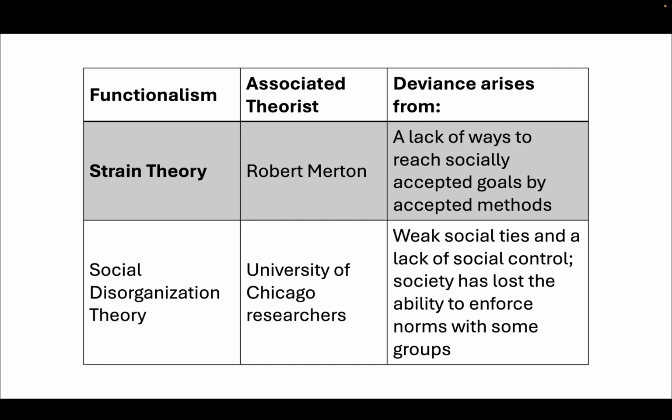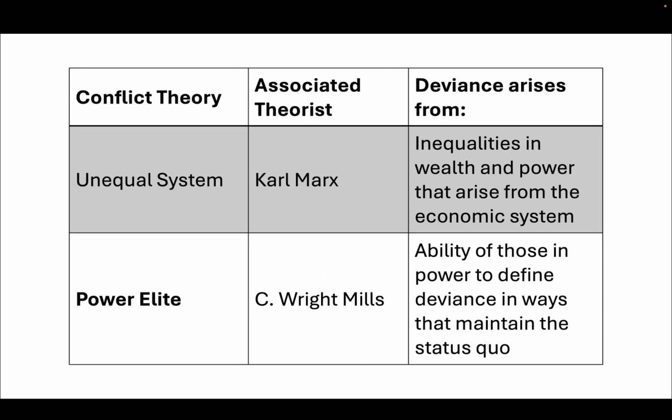And then, of course, as always, we end with conflict. We have unequal system, Karl Marx. That's really just conflict theory applied to crime and deviance. But the part that I want you to focus on is C. Wright Mills and the concept of the power elite. Yeah, he's back. I know, our favorite person, he's back.